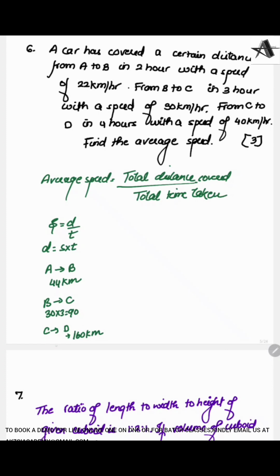So now I have the total distance. Total distance is 44 plus 90 plus 160, and over the total time taken. Total time taken is 2 hours plus 3 hours plus 4 hours. This one will be 294 over 9. That will give me the answer as 32.6666 recurring. So I can write it as 32.67 kilometers per hour, which is the average speed.